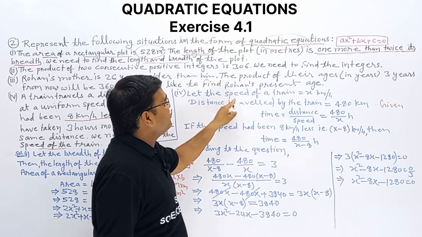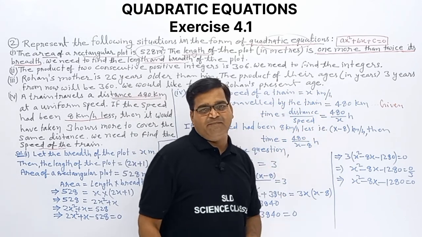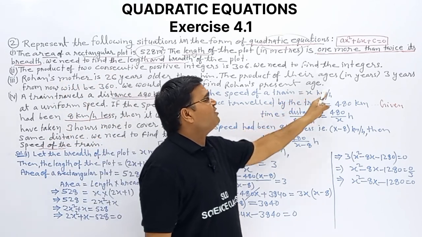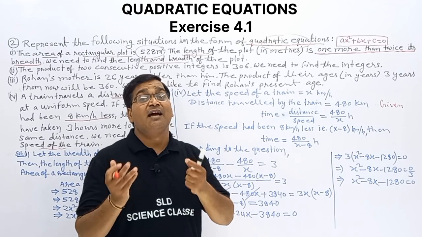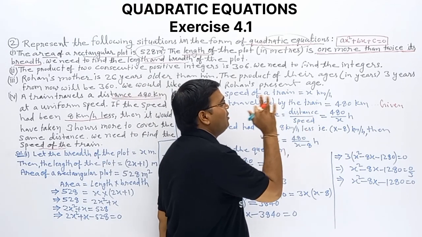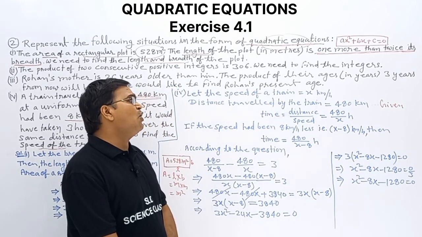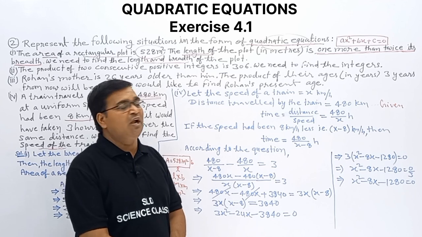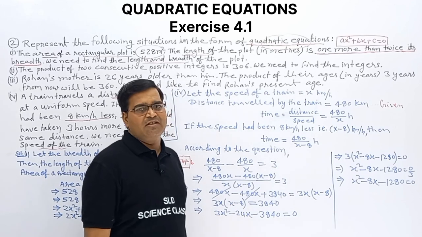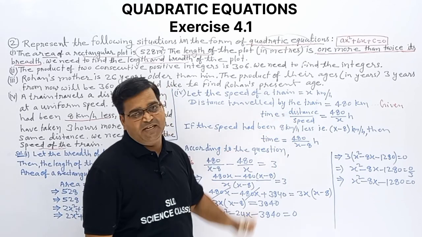First situation: if speed is x kilometer per hour, what is the distance? 480. We are covering 480 kilometers with a speed of x kilometer per hour. What will be the time? One formula we have: time equals distance upon speed. This is the time formula. I hope you already know. This is not a 10th standard question. Time is distance upon speed.